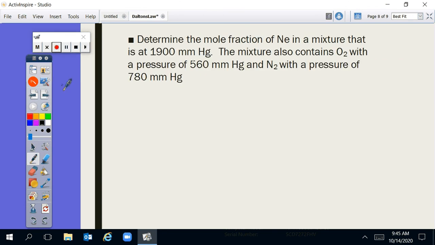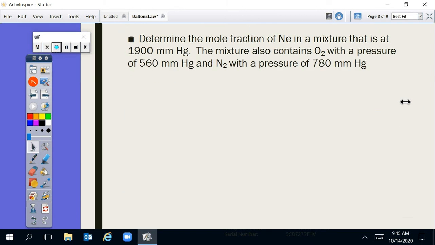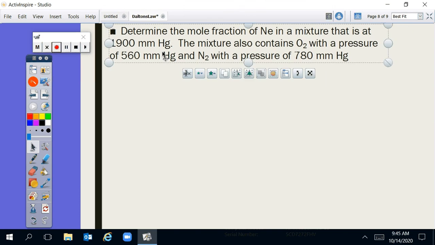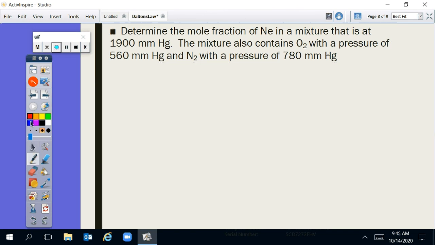Okay, next problem. Determine the mole fraction of neon in a mixture that is at 1900 millimeters of mercury. The mixture also contains oxygen with a pressure of 560 and nitrogen with a pressure of 780. Okay, so in this problem, I am given my total pressure. It says the mixture, so that's my P total. And I also have partial pressures of oxygen and nitrogen.